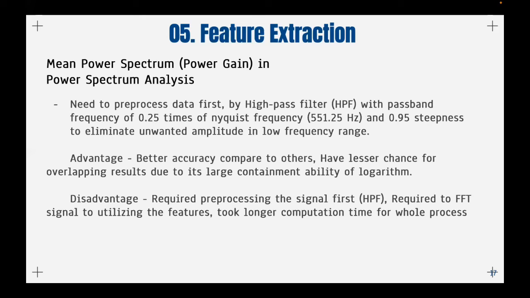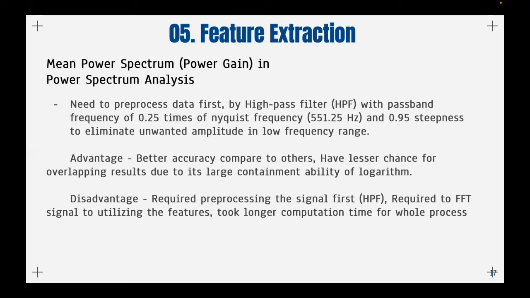However, in order to use power spectrum analysis, we need to preprocess the signals first with a high-pass filter with a passband frequency of 0.25 times the Nyquist frequency of 551.25 Hz and 0.95 steepness, to eliminate unwanted amplitude in the low frequency range. The Nyquist frequency is half of the sampling rate of the signal, which is 4,410 Hz in this case.